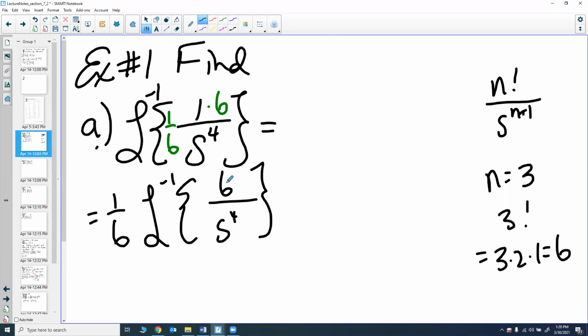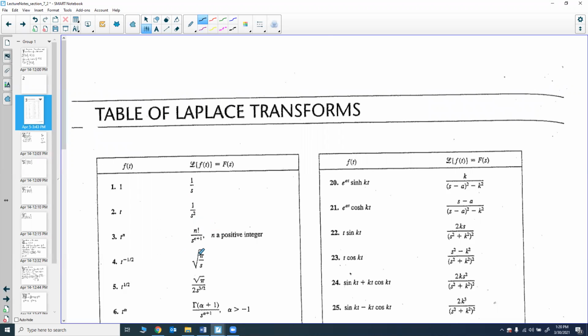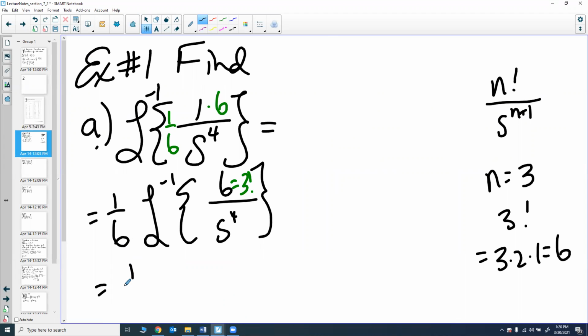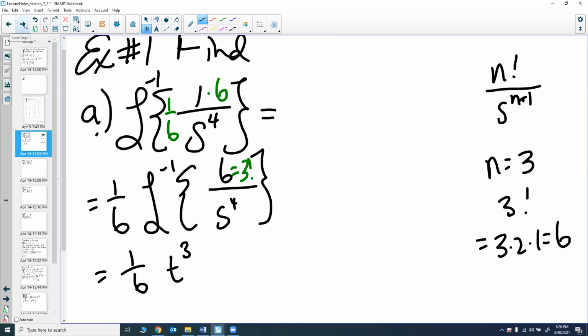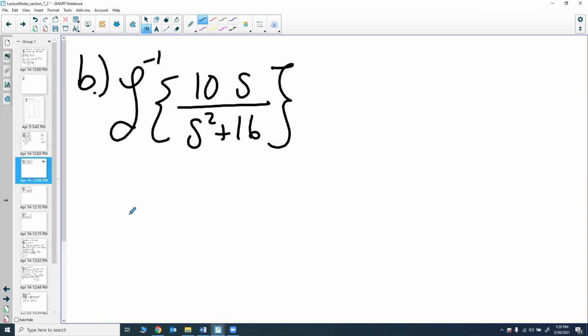And so remember, 6 is 3 factorial. So now looking at this formula here, I now do in fact have 3 factorial over s to the 3 plus 1, or 4. And that is going to be t to the n. So that transforms back to the 1/6 there. My n was 3, so that'll be t to the 3. And that's all there is to finding an inverse Laplace. Let's do another one.